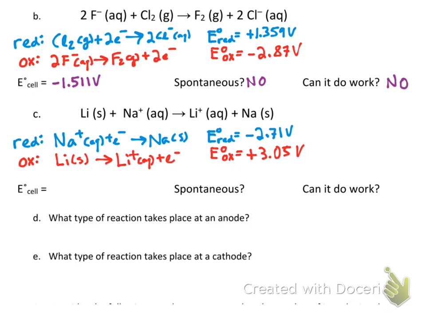So that gives us an overall cell potential of 0.34 volts. Is this spontaneous? Yes, it is positive. Can it do work? Yes. Positive voltage means indeed it can.